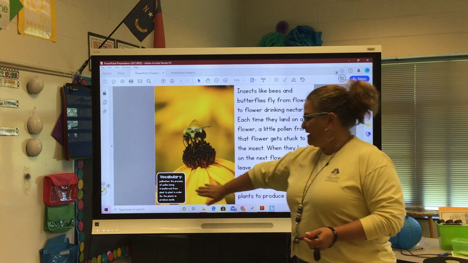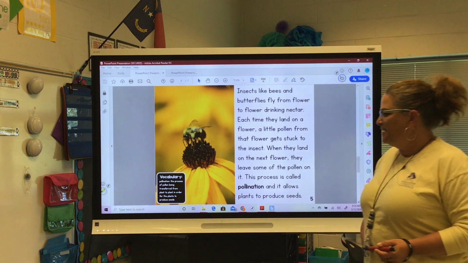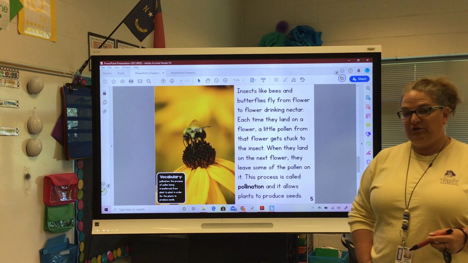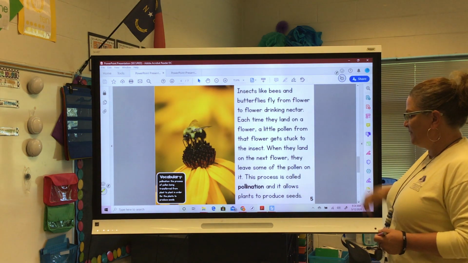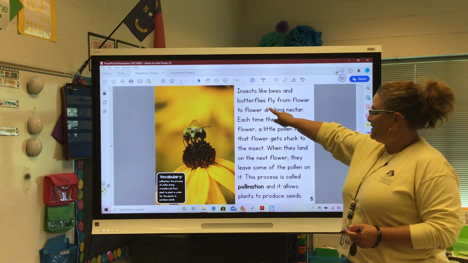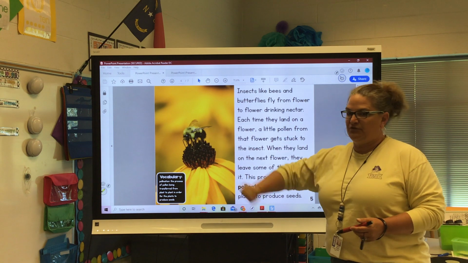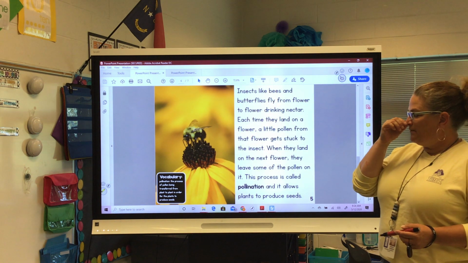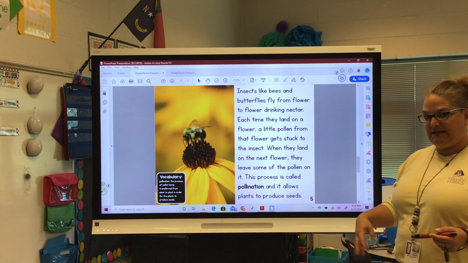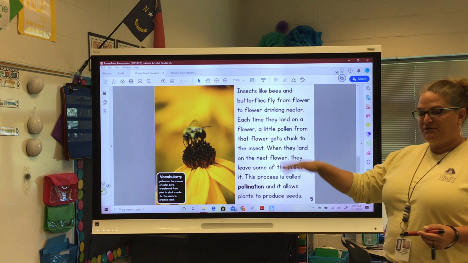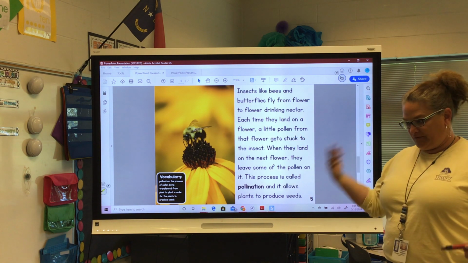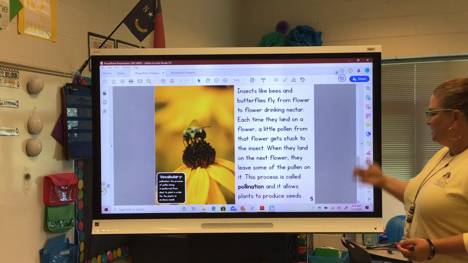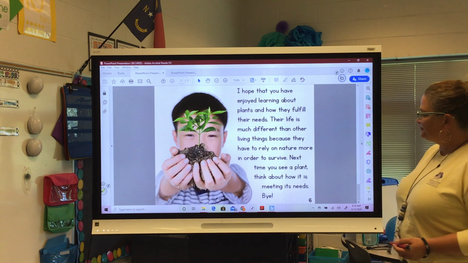So again, pollination is the process of pollen being transferred from plant to plant in order for the other plants to produce seeds. And butterflies and bees are the ones that transfer this pollen because they go up and drink the nectar out of the flower and they get it on their bodies, and then they go to the next flower, and it drops off of them onto the next flower. So that's how pollen gets from one flower to another.